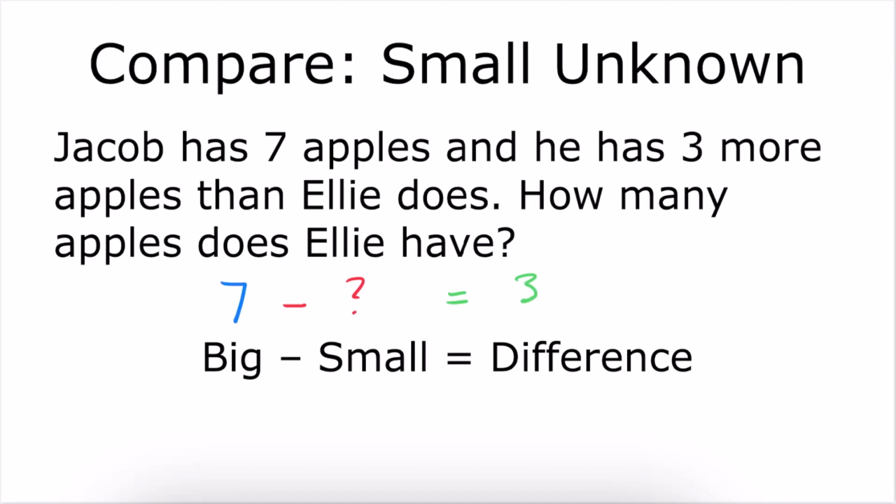And you could rewrite this math fact to a similar math fact from the same fact family. And you could say that Jacob's amount minus 3 would equal Ellie's amount. And that strategy may make more sense to your students, depending on the way they like to think about it. Because if you have 7 apples and then you take away 3 of them, well, 7 is going to be 3 more than whatever answer you end up with. So that would be an example of a compare problem where the small value is unknown.